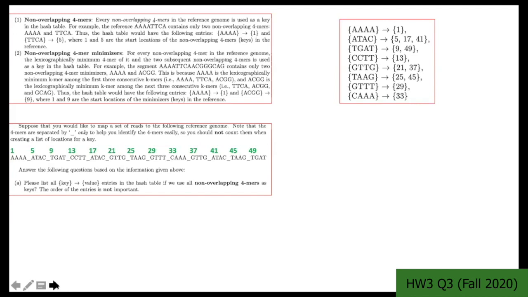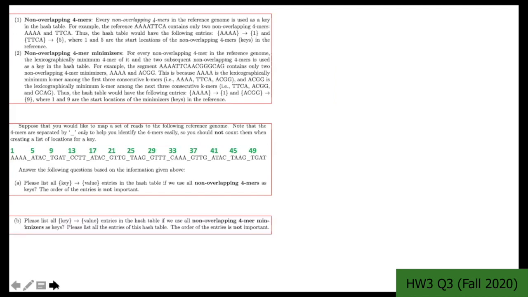So now let's go to the second part of the question, which is B. Please list all key value entries in the hash table if we use all non-overlapping 4-mer minimizers as keys. Please list all the entries of this hash table. The order of the entries is not important. Okay, so now we want to apply the second method, which is the minimizers method. So we will use the same reference sequence here, and we already have the start location indicated.